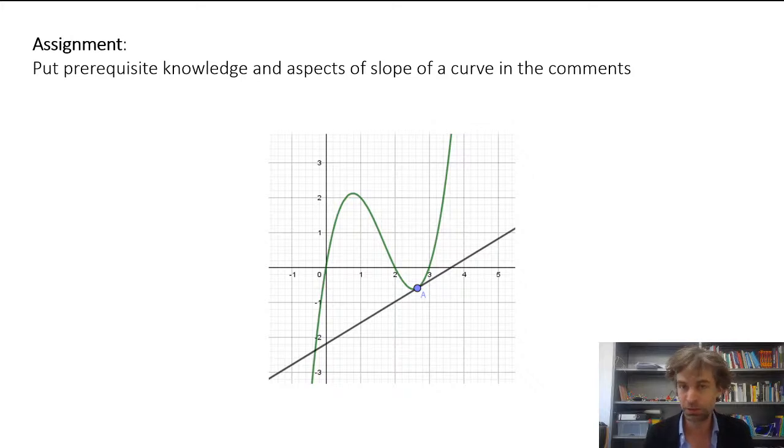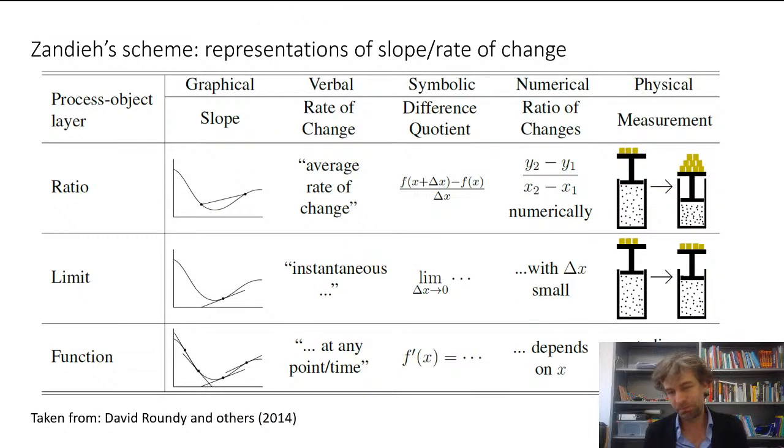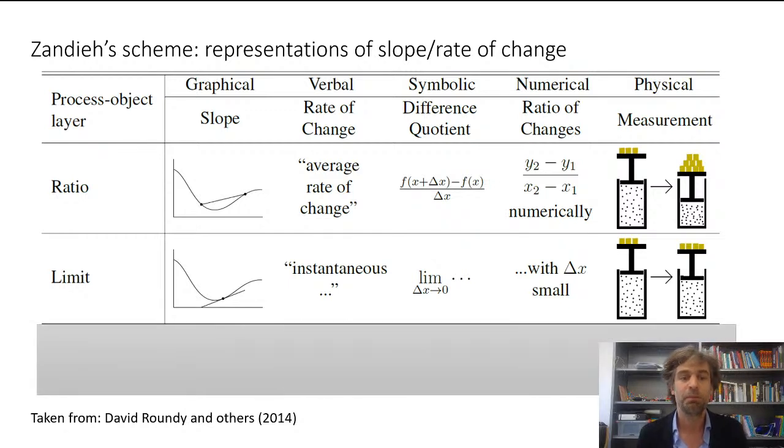They know a lot about smoothness already. So we'll get back to that. This is a very nice scheme that was written by Zandier, a researcher in mathematics education at some point, and it was a little bit extended by David Roundy and others. And it shows you some aspects ordered on, well, the columns here.